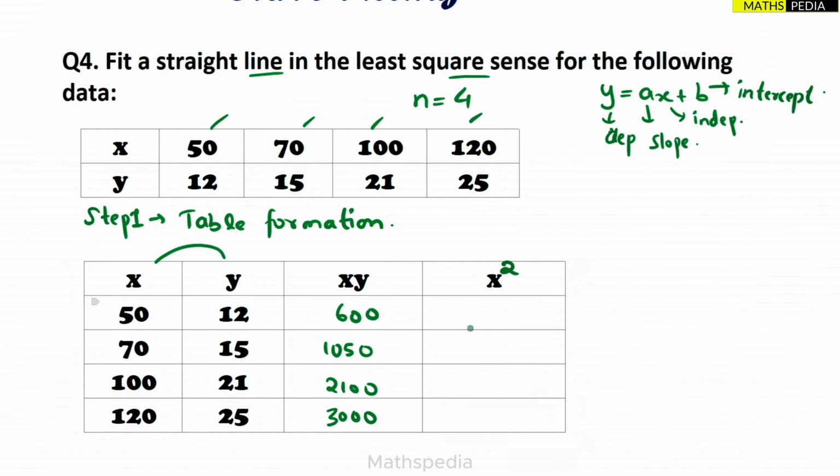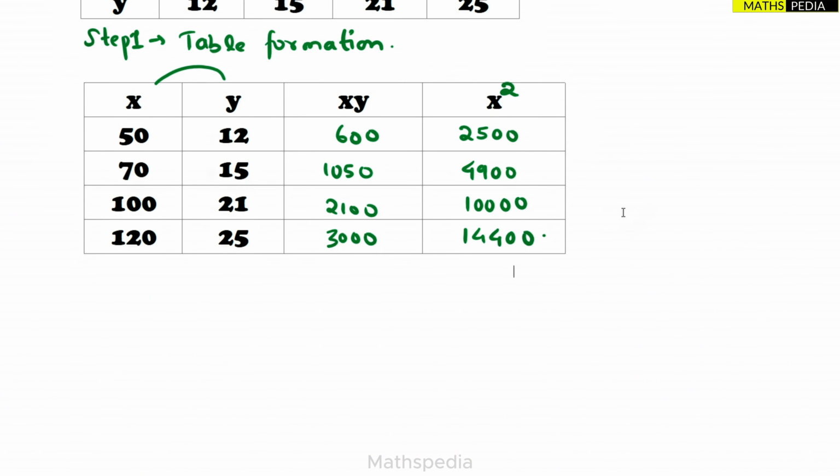And for x square, just take the first column and square it up. So it will be 25 double zero, 7 is 49 so 49 double zero, 10 is 100 and again double zero, 12 is 144 and again double zero. Okay. So what will be the second step? Before that, we need to just add it up.